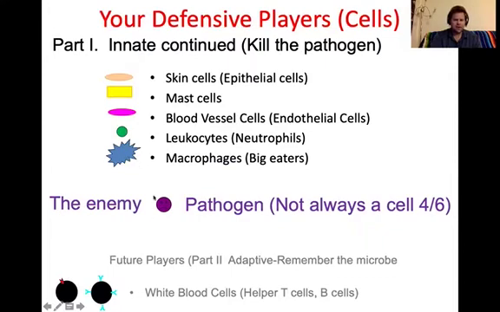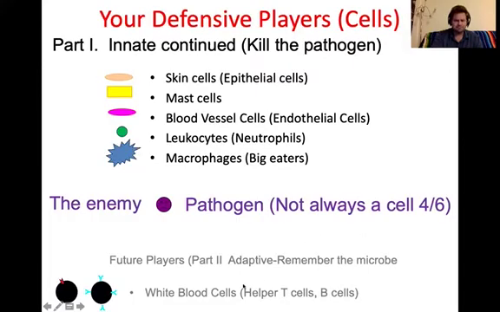All right, and so anytime you see this sad purple face, that is a pathogen. This is the enemy of your body. This is something that will make you potentially sick. However, I do want to point out one thing. Here I very clearly say these are all types of cells. Not all pathogens are actually cells. Only 4 of the 6 classes of pathogens are actual cells.